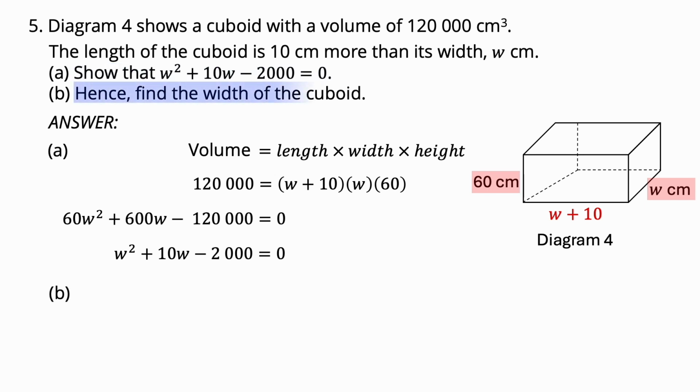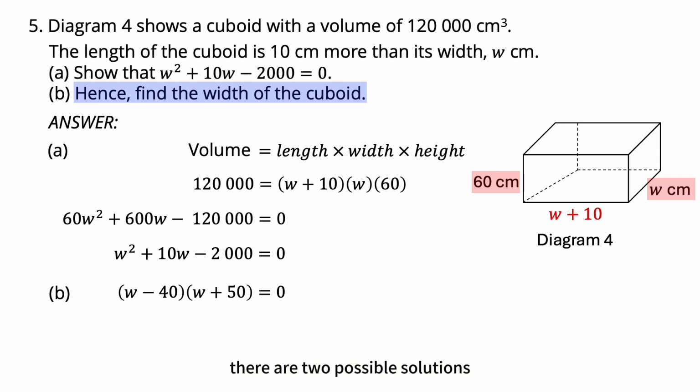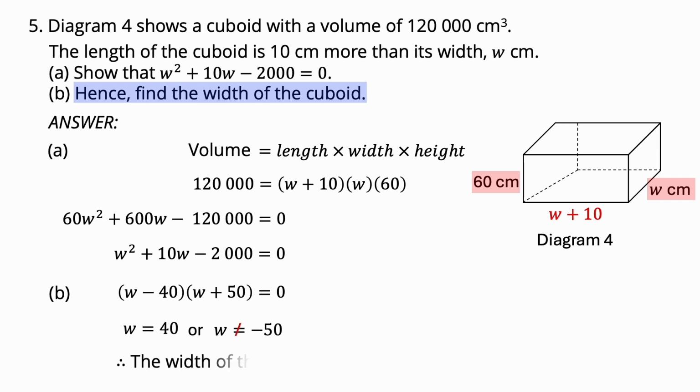B. Hence, find the width of the cuboid. Factorize it as W minus 40, W plus 50 equals 0. From here, there are two possible solutions. W equals 40, or W equals minus 50. Since a width cannot be negative, therefore, the width of the cuboid is 40 centimeters.